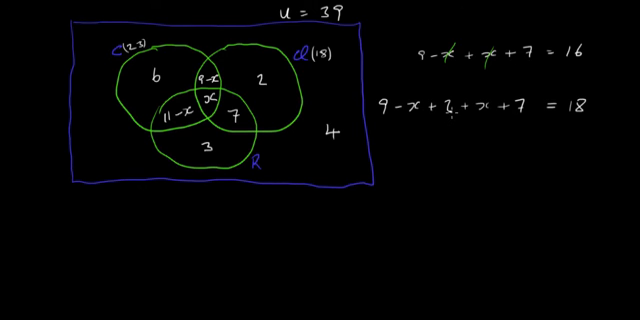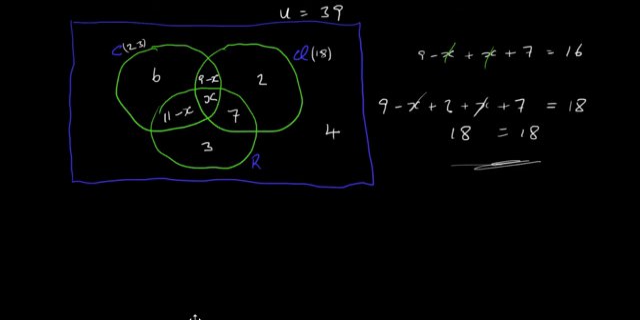Well, let's see. 9 plus 2 is 11, plus 7 is 18. But look, we have a minus x plus x here, which will give us 0. So our x's just disappear, and I just end up with 18 is equal to 18. So that's not going to be any use to us when we try to work out what x is. So really you need 3 lots of x's here. So if we look at this circle here, we've got an x and x and an x here. So if I add these 3 up, it should work out for us.